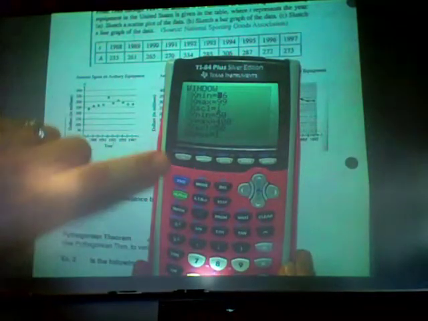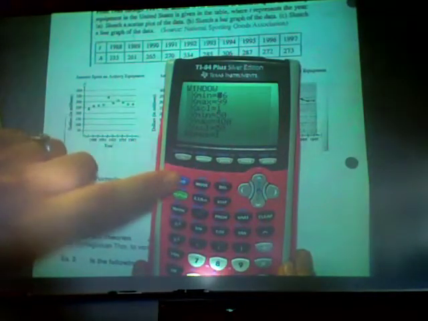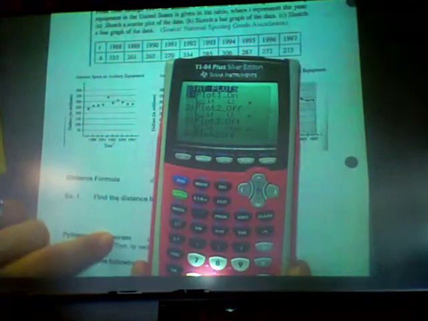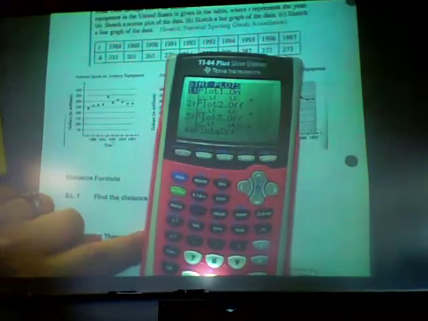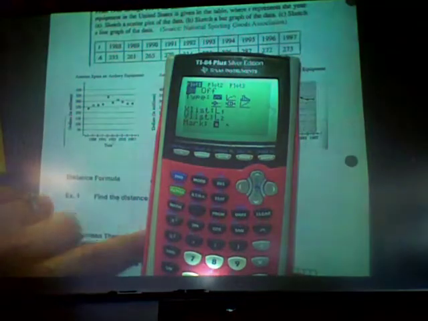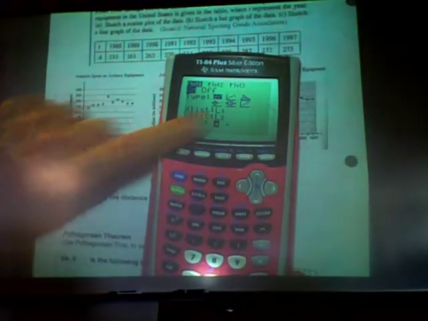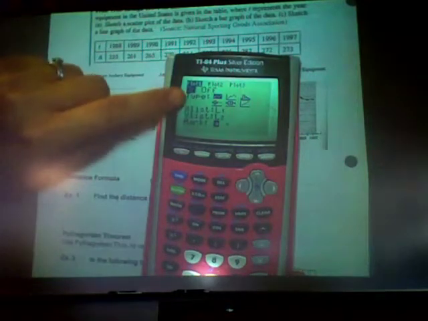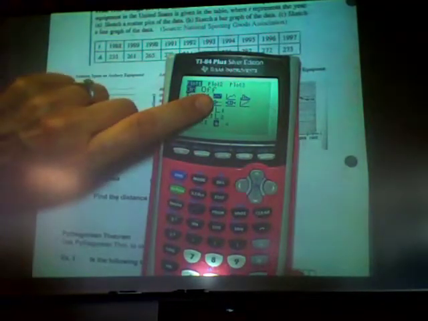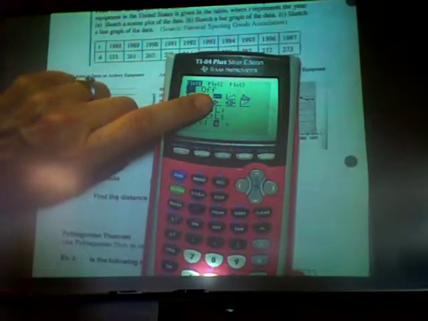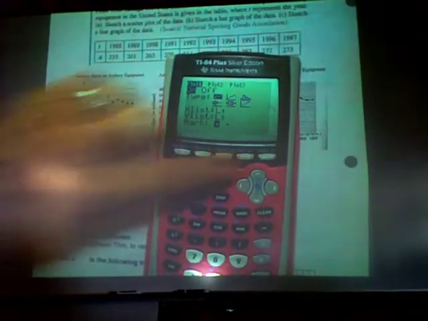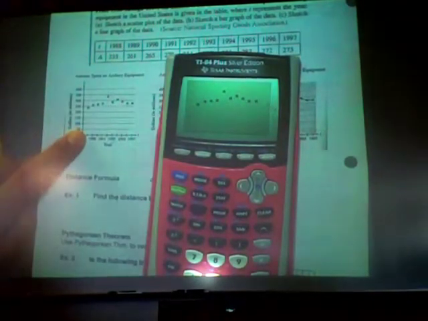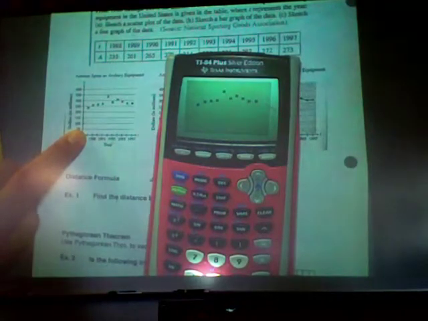Then go to your scat plots. So go second, scat plot. Make sure it's on. And then go inside. Make sure mine says L1, L2. So some of you might have L2, L3, depending upon what your columns were. And then make sure that this dotted line is highlighted. If it's not, cursor over there and highlight it. And then hit graph, and hopefully your graph should look like theirs, give or take a smidge.